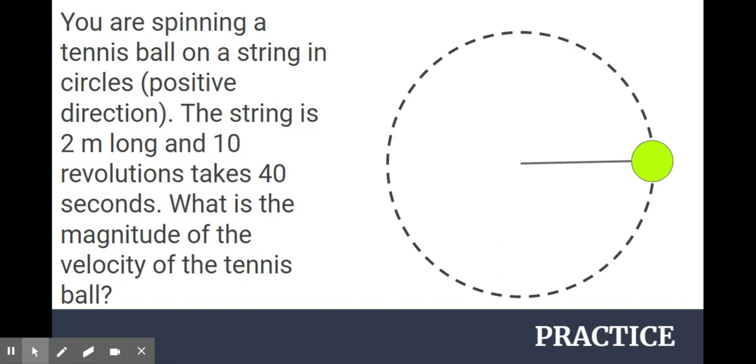So the first thing I'm going to point out, the 40 seconds here, that is not the period. The period is the amount of time for one revolution. This time of 40 seconds is the amount of time for 10 revolutions. So you need to divide this, all right? One period is going to equal right around 4 seconds, all right? When you put the radius into our 2 pi r divided by t, you should get a final answer of pi. Pi meters per second would be the magnitude of the velocity of the tennis ball, all right?